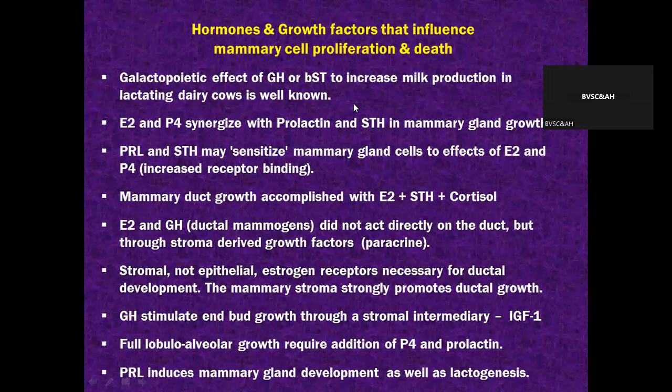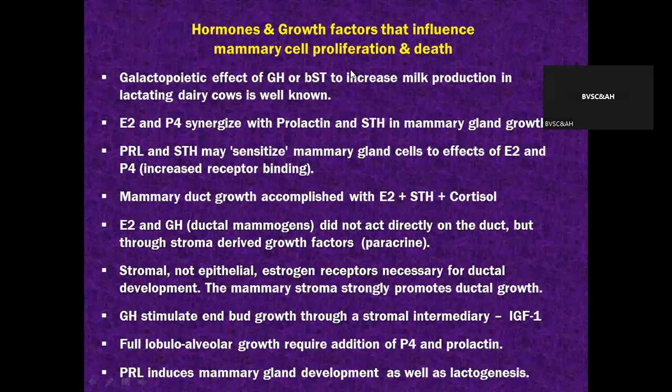So stromal, not the epithelial, estrogen receptors are necessary for ductal development. The mammary stroma strongly promotes ductal growth, whereas growth hormone stimulates end bud growth through a stromal intermediary, that's the IGF-1. So growth hormone does not act directly on the buds, or what you name the alveoli, but acts through the stromal tissue, which produces the IGF, and that IGF then acts on the mammary glands, the duct system, or the bud growth.